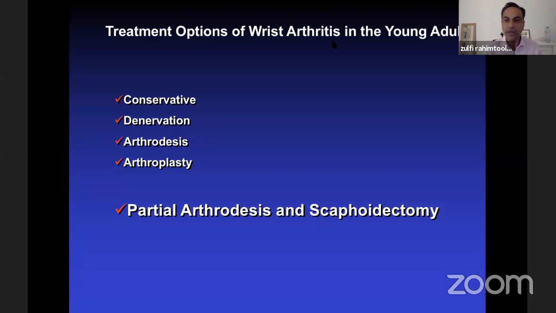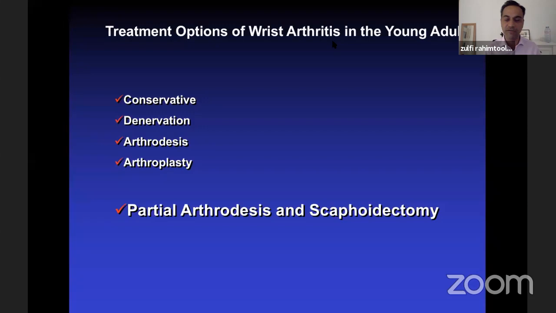Obviously, I'm not there to get a show of hands, but under normal circumstances I would ask everyone to raise their hand and say, how would you treat such a typical young adult who has isolated radiocarpal arthritis? Well, obviously, we have conservative management, splint therapy, analgesia. We could consider denervation, which has some pretty good results. Arthrodesis is an important one, and you can consider a total arthrodesis, or would you go for a more partial arthrodesis? And of course, we have various forms of arthroplasty, either a resurfacing arthroplasty or a full-blown arthroplasty.